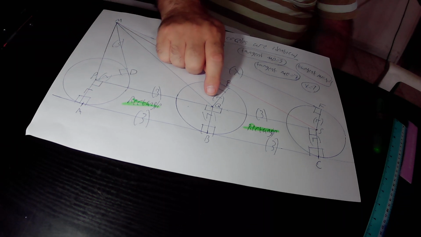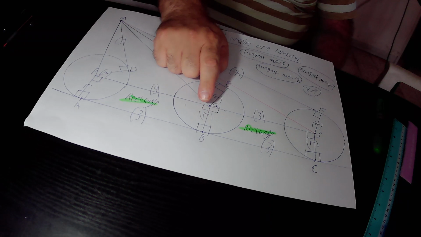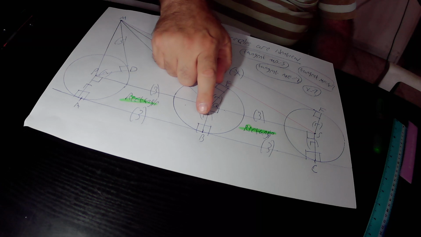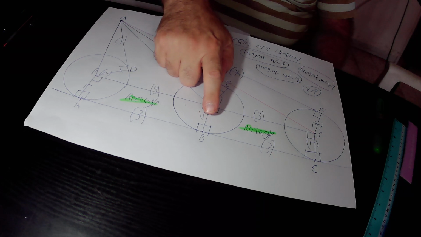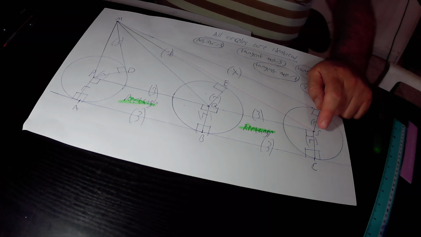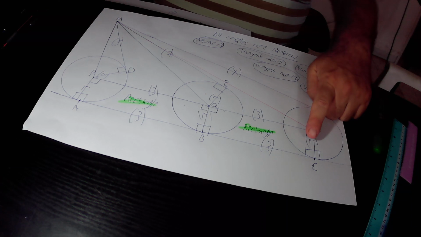Likewise, we join points Q and B together by a straight line. QB is also the radius of this circle, that is R, and according to rule 1, this angle equals 90 degrees, and this angle also equals 90 degrees. Finally, we join points S and C together by a straight line. SC is also the radius of this circle, that is R, and according to rule 1, this angle equals 90 degrees, and this angle also equals 90 degrees.